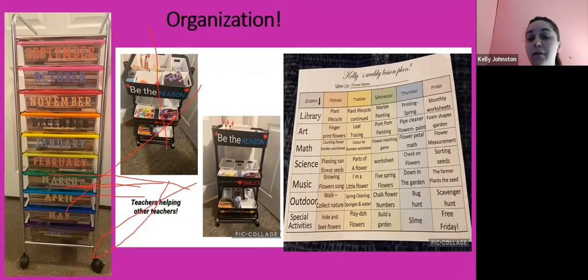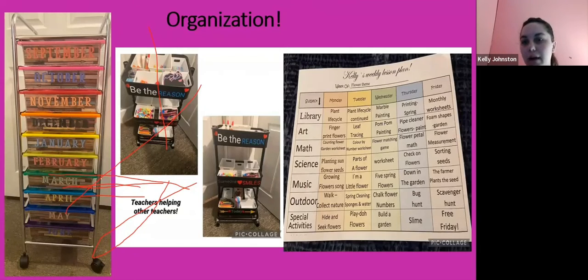On the right, this is a glance at my week. So my parents get this at the end of each week. It's kind of like a programming thing that I use. It helps me guide my week. It helps the parents see what did we learn this week? What are some things that your child did? So I broke it down into subjects. So we have library, we have art, we have math, science, music, outdoor, and special activities.